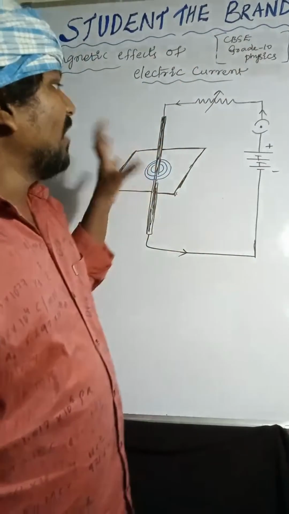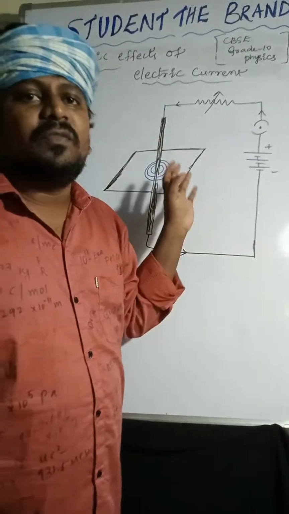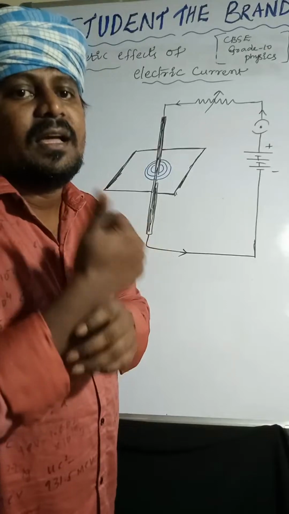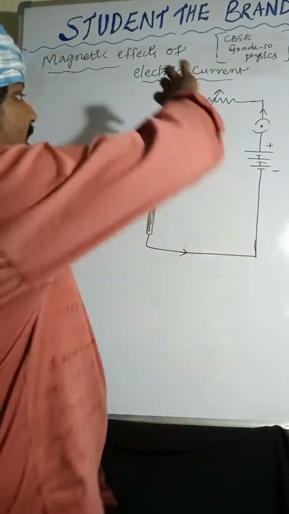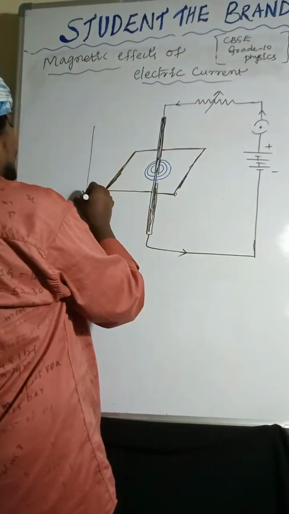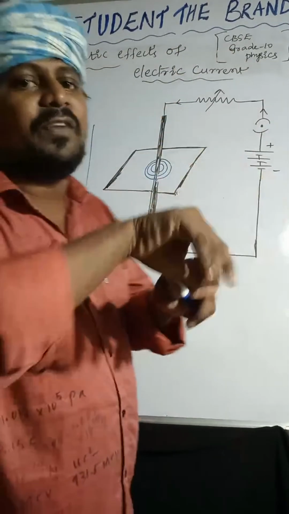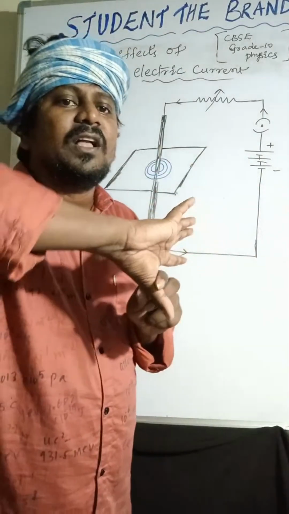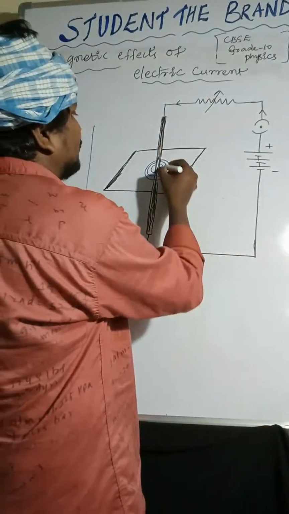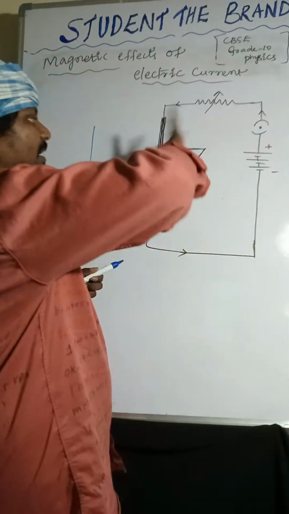Okay. So how can we identify the magnetic field direction around the conductor? By using the right hand thumb rule. If the current is passing in the downward direction, if you place the thumb in the downward direction, the folding fingers represent the magnetic field direction. So around this one, the magnetic field will be there. Okay, so like this I'm considering. So this is the clockwise direction.